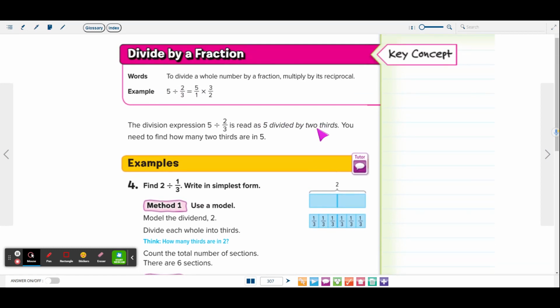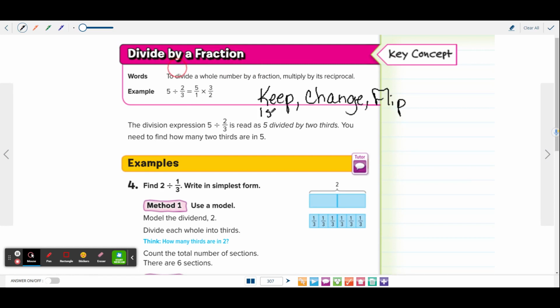So I always do the little keep, change, flip. Keep the first number, change your sign, flip the second number. The flip is the reciprocal.